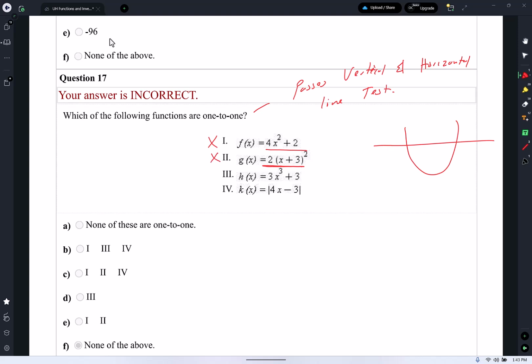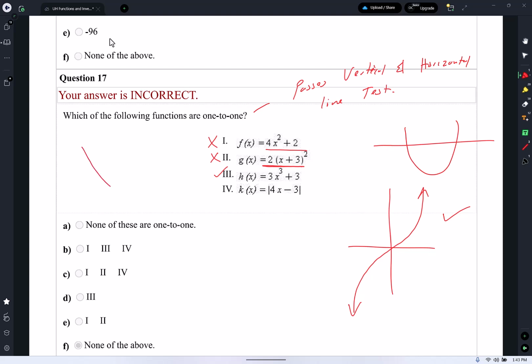What about Roman numeral 3? It's a cubic. Child, I don't know how cubics look. It just has a cubic and it's just a vertical shift with a vertical stretch, but it all looks like this. All cubics look like that. So is that one one-to-one? Yeah, it passes vertical and horizontal line tests. Check mark. What about the absolute value one?